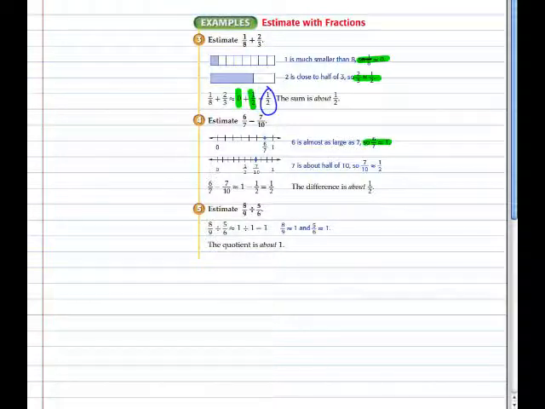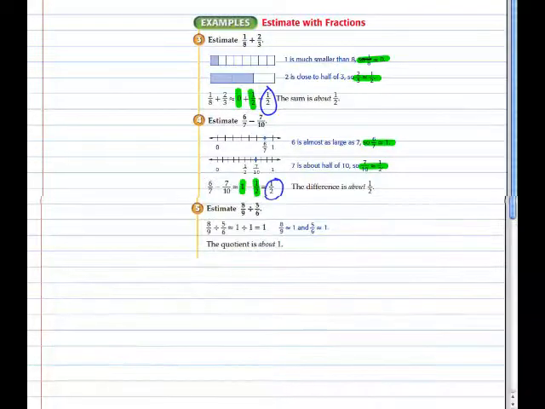In our second example, 6/7. 6 is almost as large as 7, so 6/7 is going to round to 1. 7 is about half of 10, so 7/10 is going to round to 1/2. So we have 1 minus 1/2 gives us an estimate of 1/2.